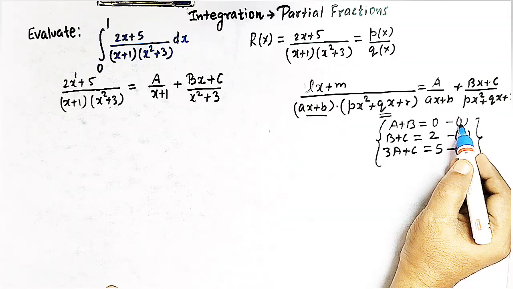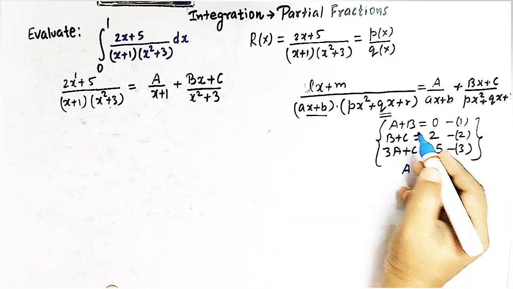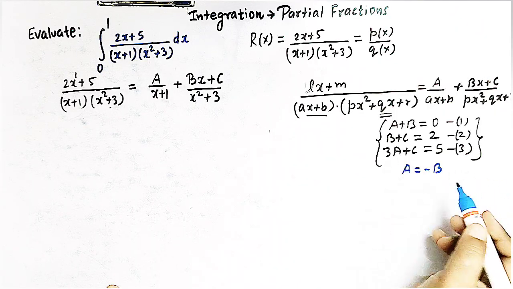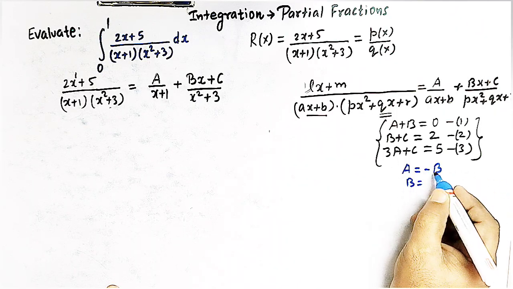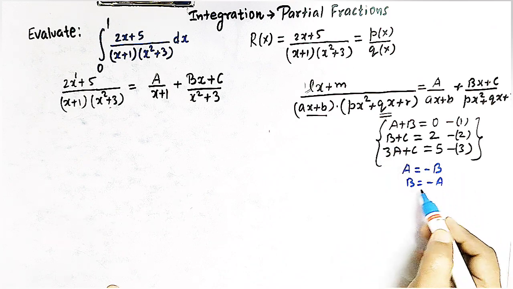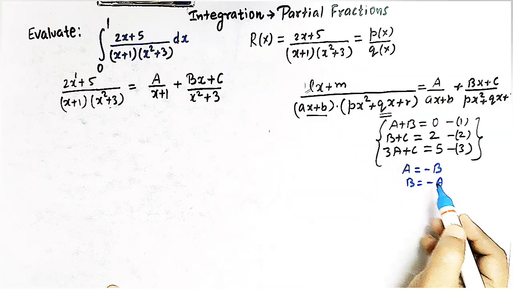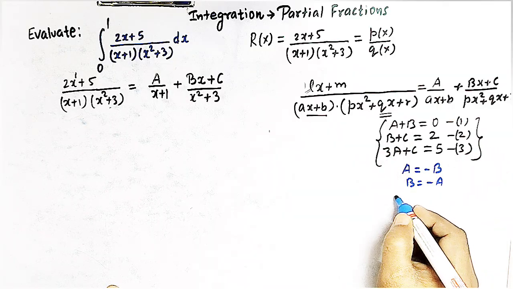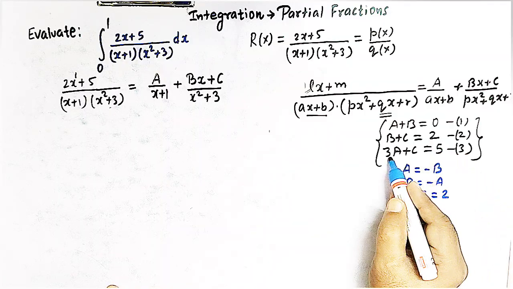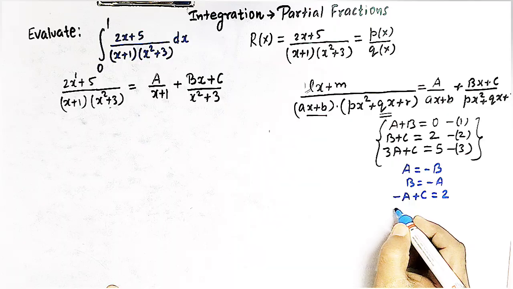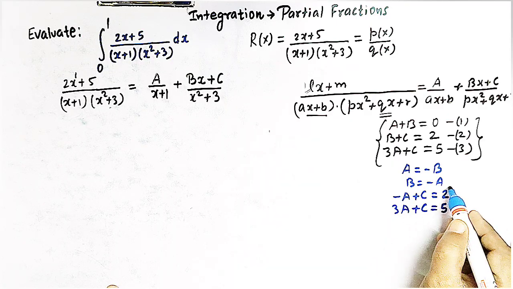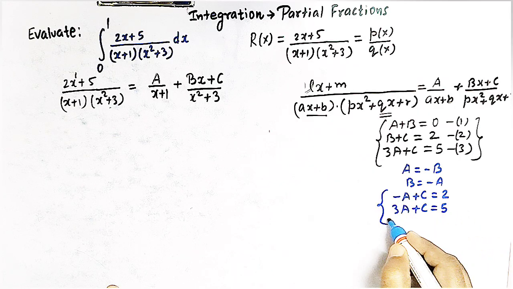So now from equation 1 we can write a is equal to minus b, right? And here we can now substitute b is equal to minus a in equation 2. So here taking b is equal to minus a, we have equation 2 as minus a plus c is equal to 2, and here we have equation 3, that is 3a plus c is equal to 5. So now we have these two equations.